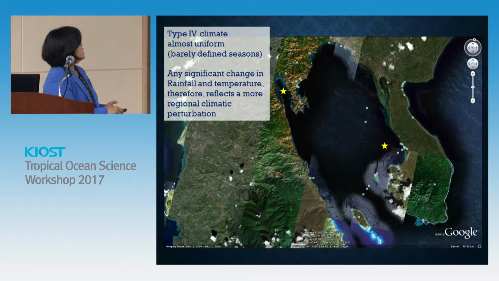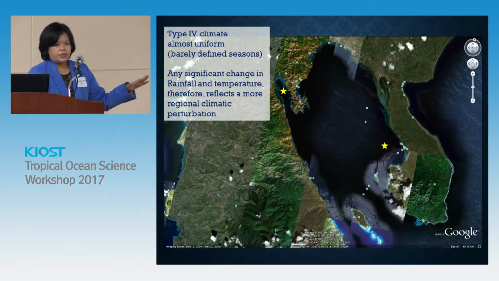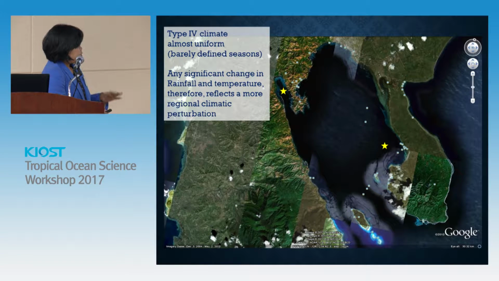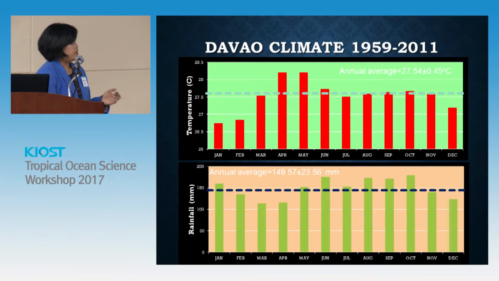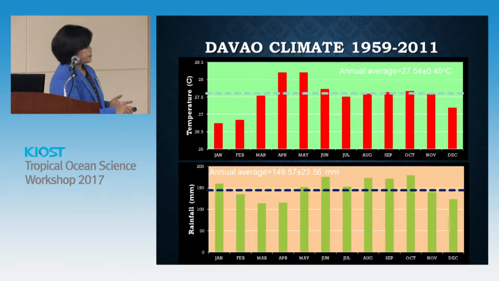One thing good in this area is that the climate is almost the same the whole year. Temperature is very similar, rainfall also very similar. So this is your temperature, average about 27.6 the whole year through. And annual rainfall, 150 millimeters, almost the whole year through as well.